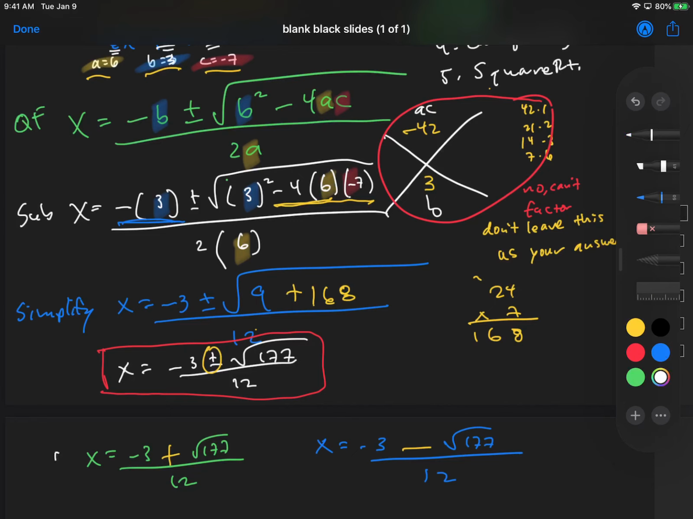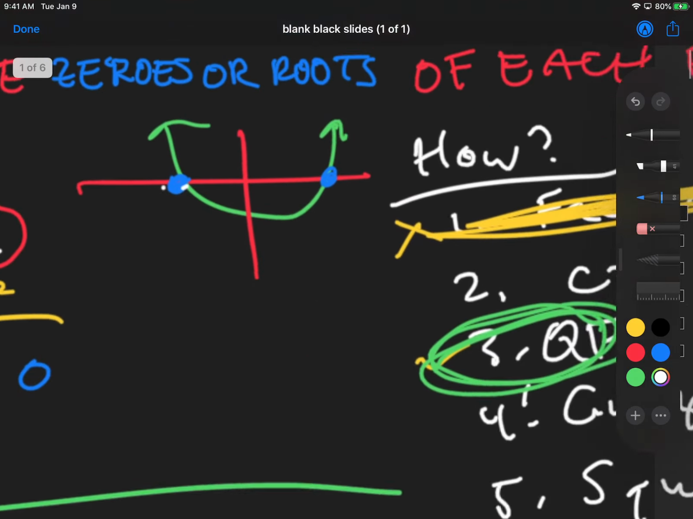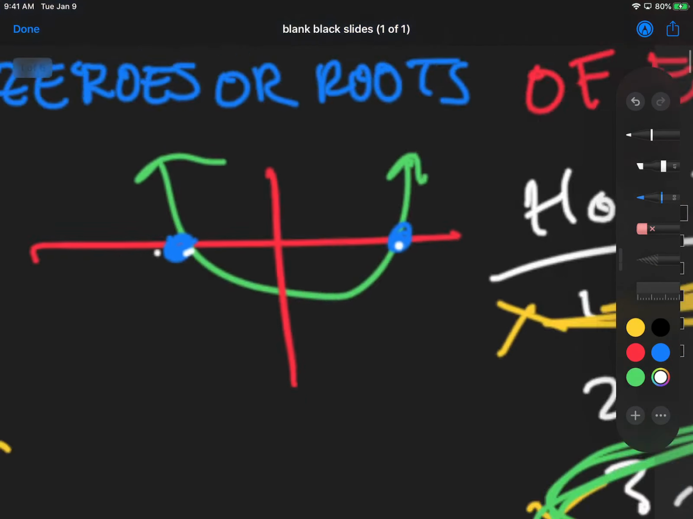So here you actually have, this represents two solutions. We call this two real solutions. Why is it real? The reason why is that it actually crosses that x-axis, okay?